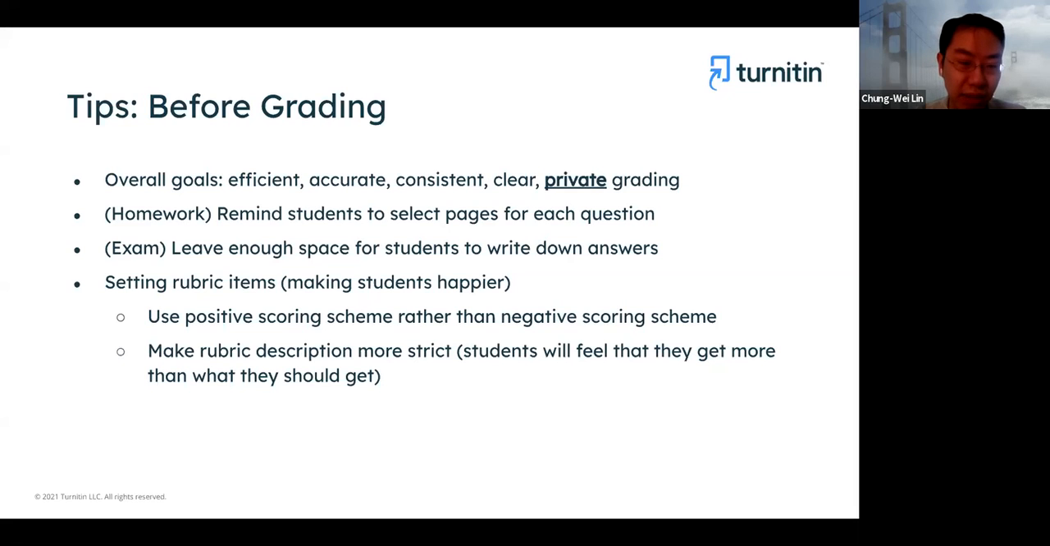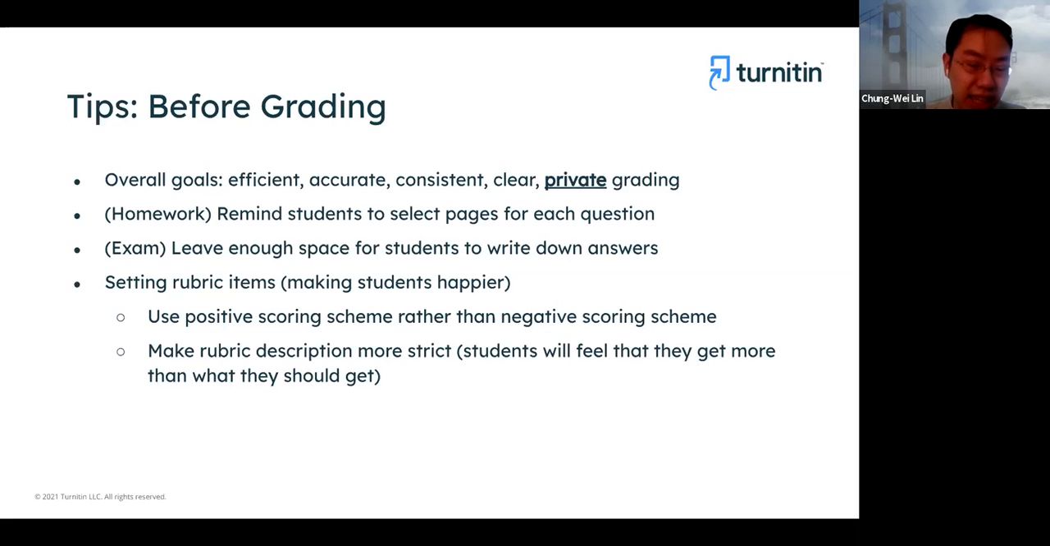Another thing I want to emphasize is privacy. For example, if you want to return the exam to students, sometimes you return it to students in the class, or some teachers just leave the exams in front of the door of their office. At this point, student A can see the score of student B. That's something we don't want to happen. So if you use Gradescope, you can provide private grading. Yeah, so every student can have their privacy.